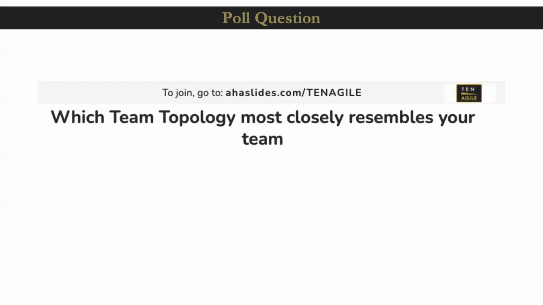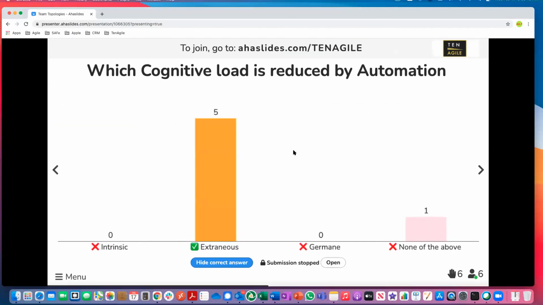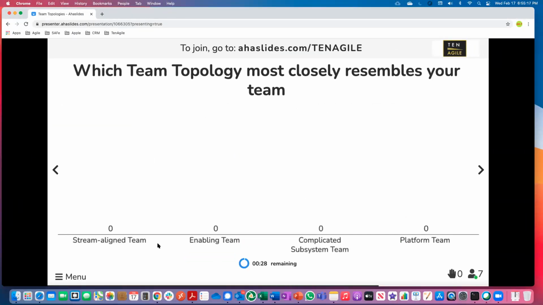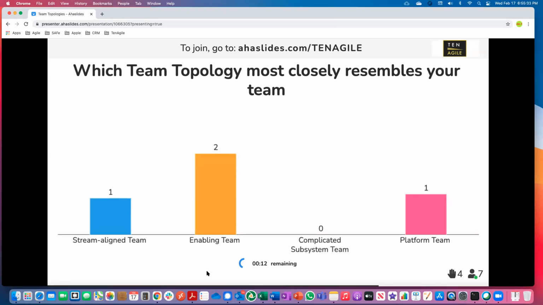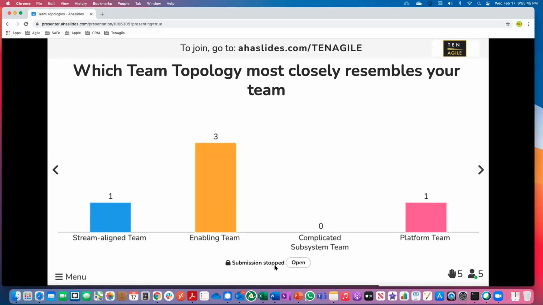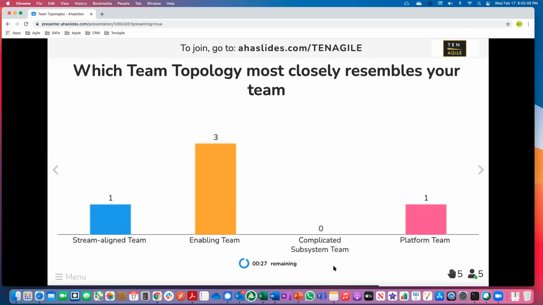So I've taken you through the four team topologies really quickly. Which team topology do you think most closely resembles your team? Let's see if the slide refreshes on your side, and if you can provide me a quick answer on which one do you most closely resemble. All right, let me open it up for another 30 seconds, see if others can participate.